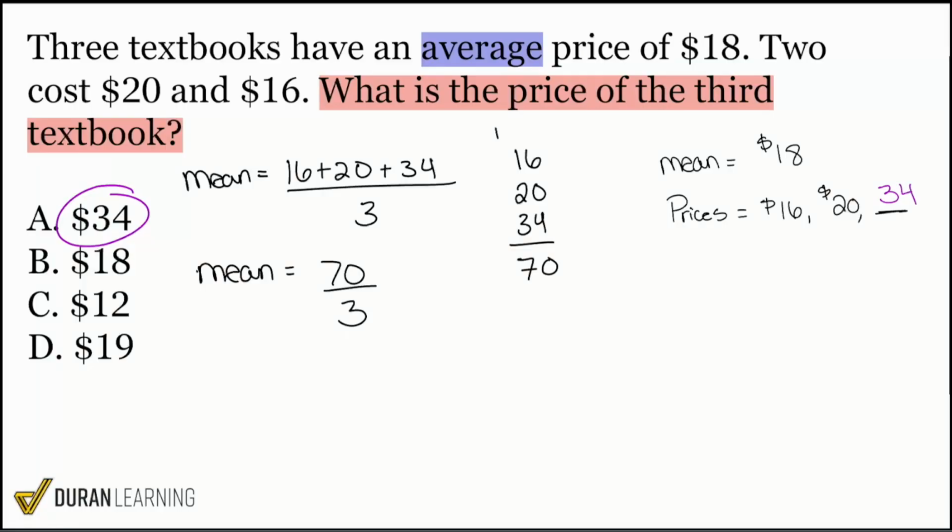And my party people, what is 70 divided by 3? Well, let's see. 3 going into 70. 3 goes into 7 twice. 3 times 2 is 6. Drop that 0. 3 going into 10 is 3.